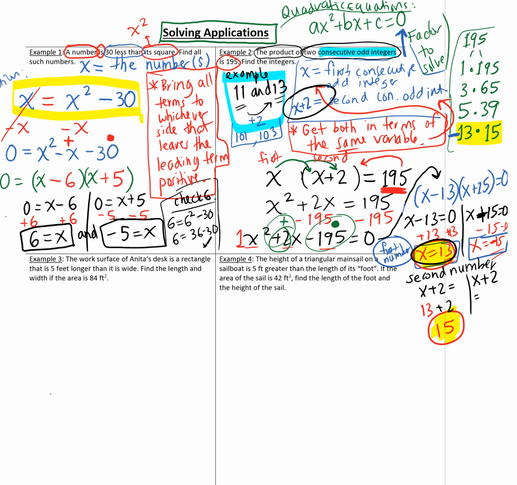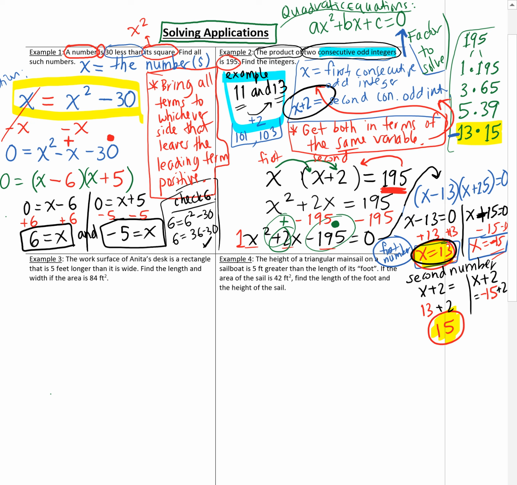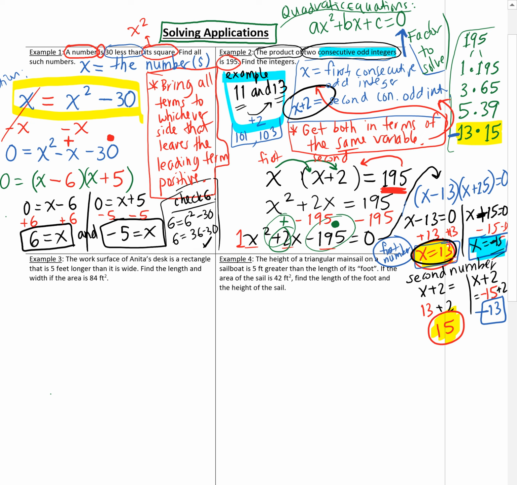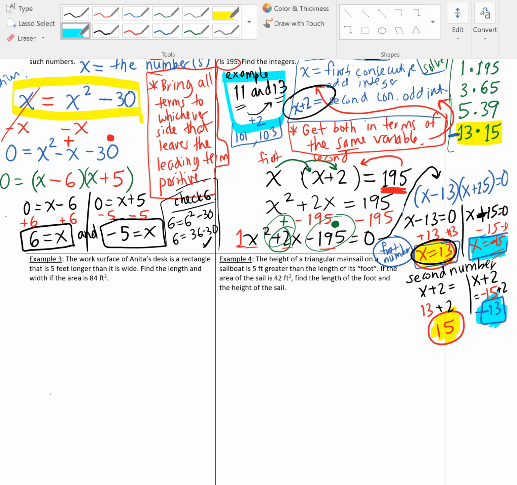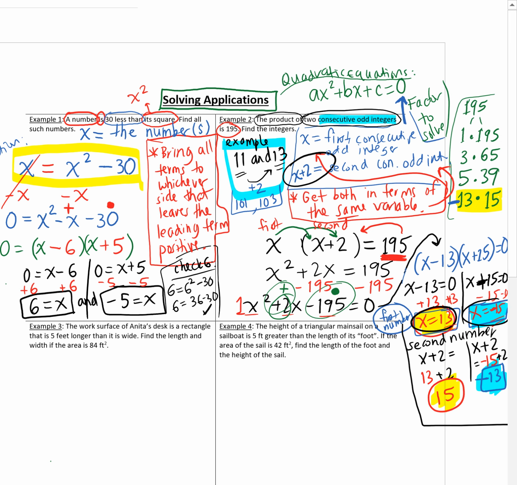The other possibility is that the first number was negative 15, and the second number is x plus 2, and x was negative 15, but I'm adding 2 to that because that's the next consecutive number. Negative 15 plus 2 is negative 13. So there's another possibility. They were saying, find these 2 consecutive odd numbers that have this property, and we found that there are actually 2 pairs of consecutive odd numbers that have the property they want. It could either be 13 and 15, which is probably the more obvious one because they're both positive. But technically it could have been negative 15 and negative 13, because those are consecutive odd numbers.